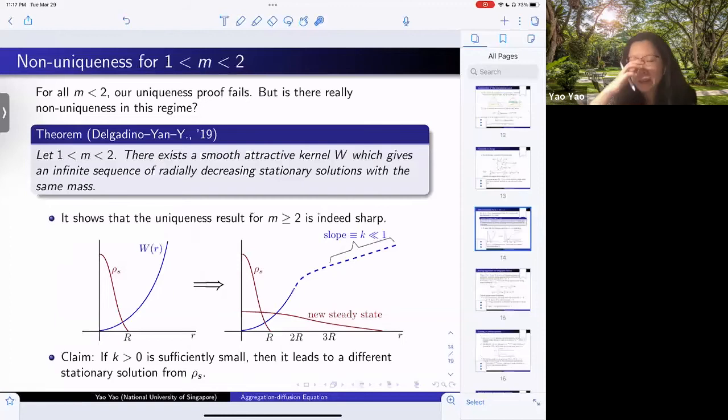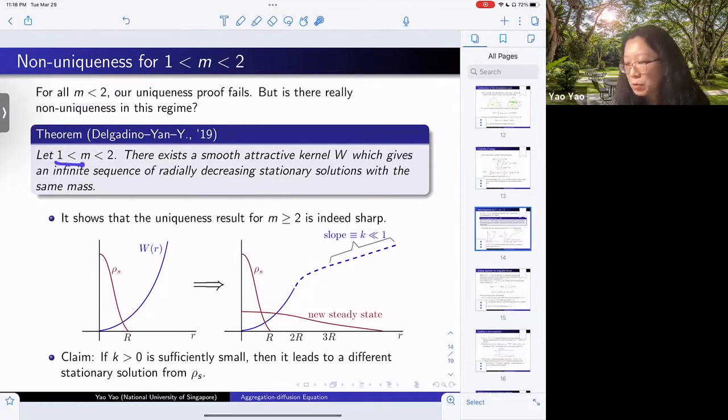Okay, so that is the uniqueness proof, and clearly you see where the m bigger than or equal to 2 restriction comes from. It comes from the fact that the entropy is only convex if m is bigger than or equal to 2. But for m less than 2, what we clearly know is where the proof fails. The next question is, what does it mean? Does that really mean non-uniqueness, or is it just a limitation of our proof? For the other direction, we showed that it's not just a limitation of our proof. So non-uniqueness can indeed happen when m is less than 2.